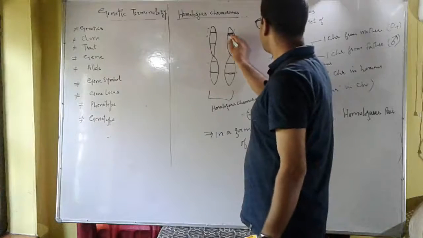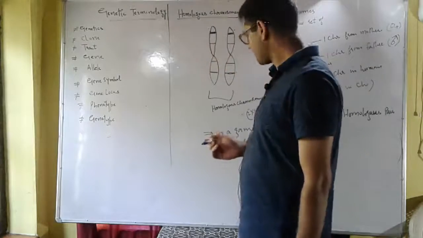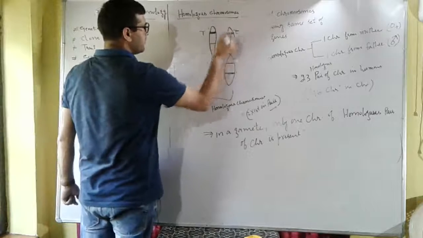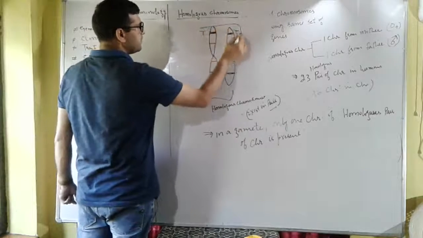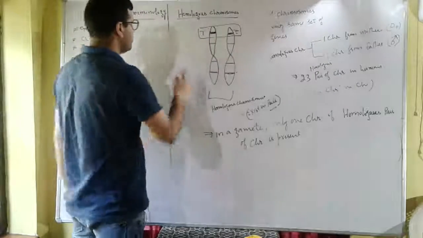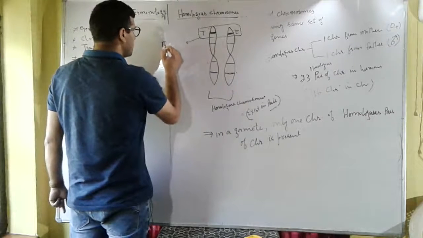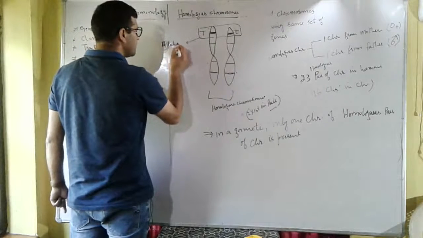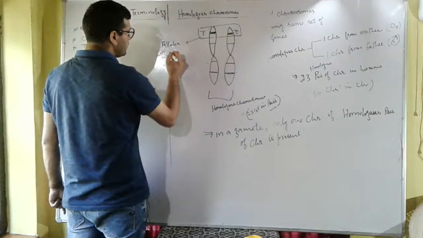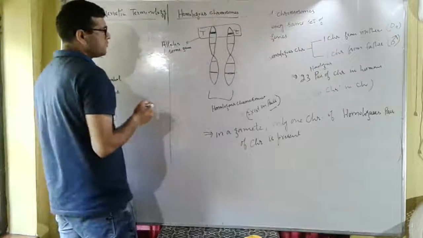This is, for example, capital T, small t. These are two alleles of the same gene. Two alleles of the same gene.